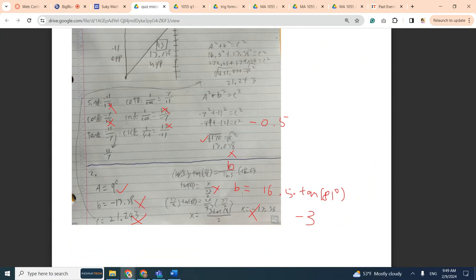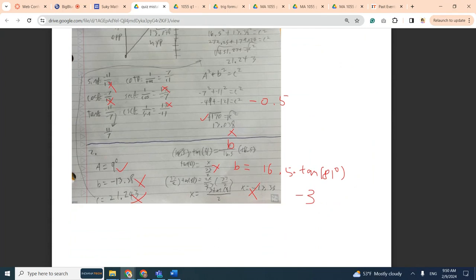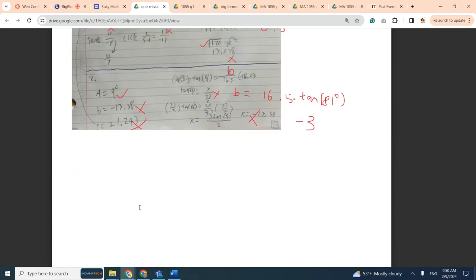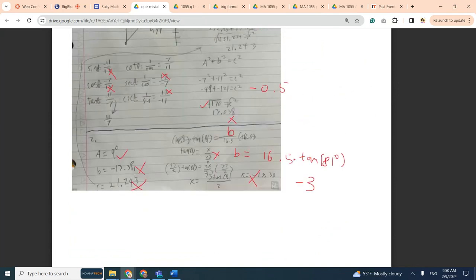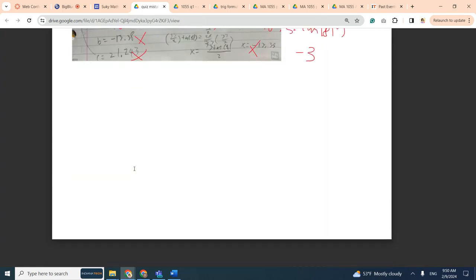And also here is the B. Your side cannot be negative. Your side is a length, always positive. Okay, so that is the quiz one mistakes.